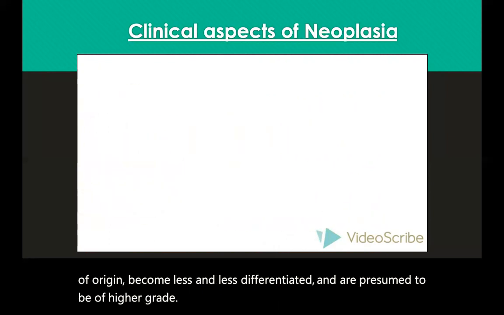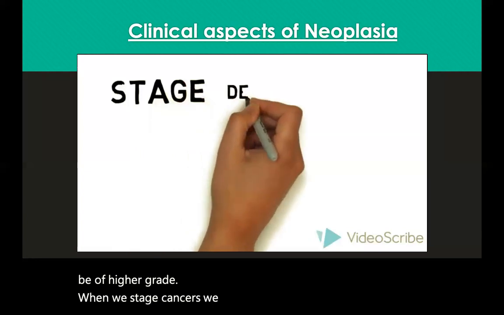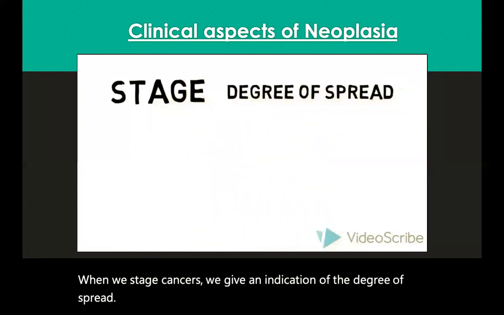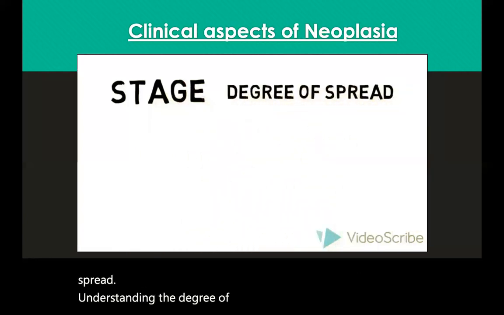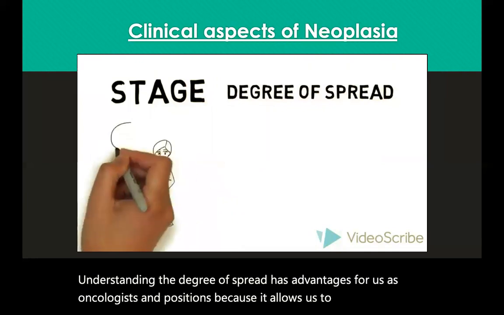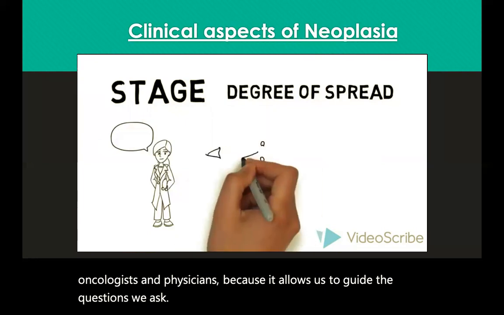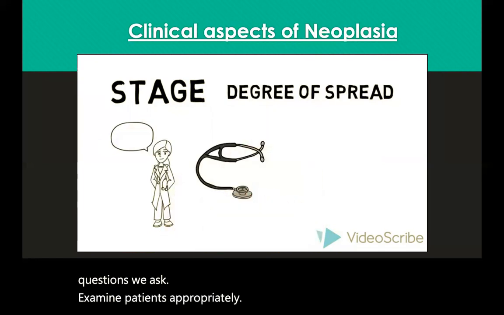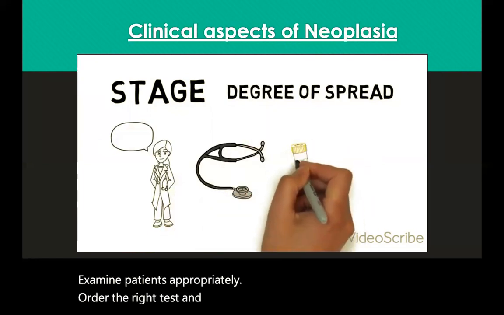When we stage cancers, we give an indication of the degree of spread. Understanding the degree of spread has advantages for us as oncologists and physicians because it allows us to guide the questions we ask, examine patients appropriately, order the right tests, and determine in part what their treatment will be.